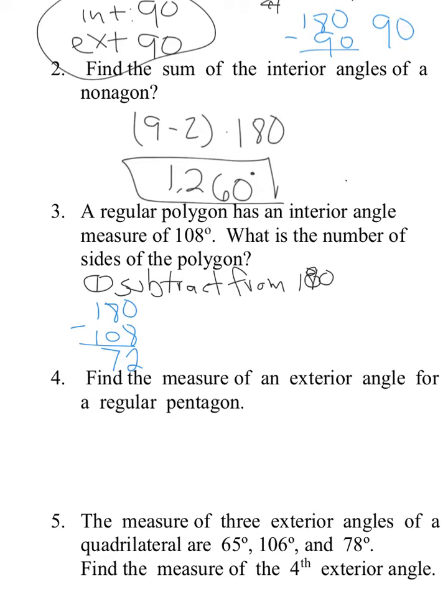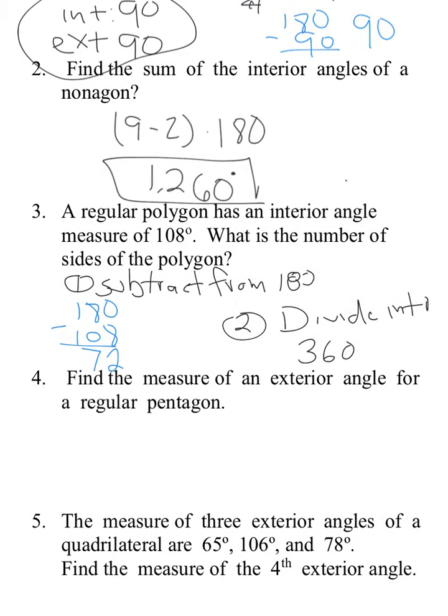So you get 72. What's step 2? Divide 360 by 72. I'm going to put divide into 360. Again, I hope you aren't saying divide by 360 because that would make 360 in the denominator. So we have 72. We're going to do 360 divided by 72, which is what? 5. So 5 sides. This is a pentagon.